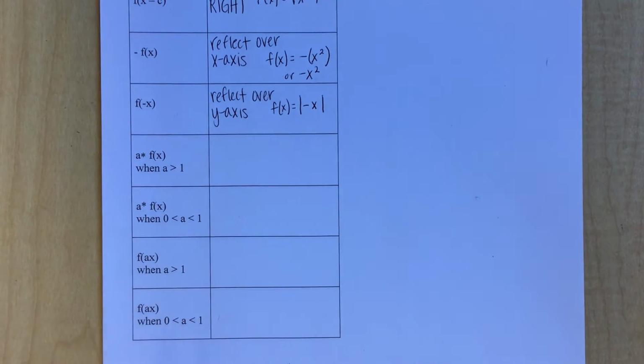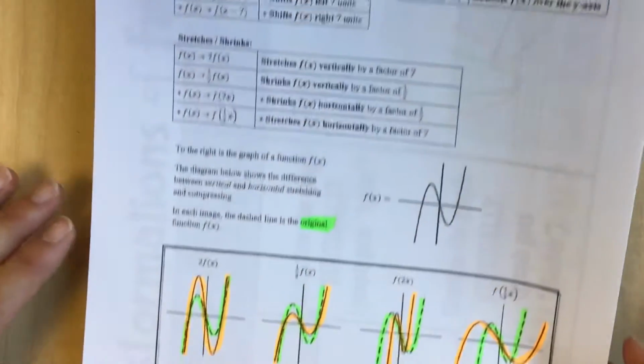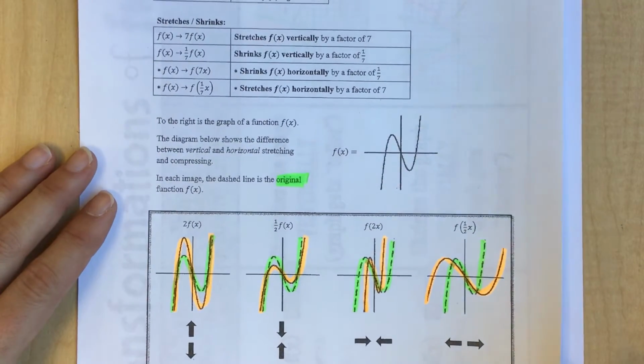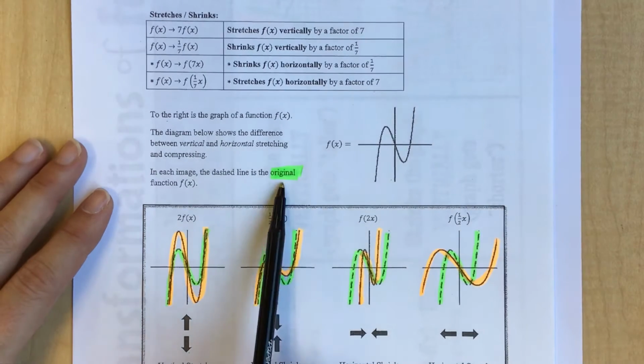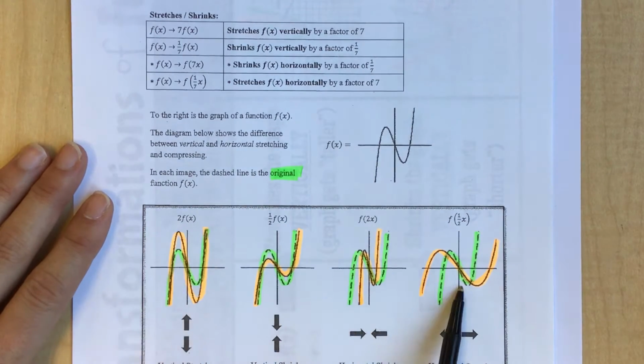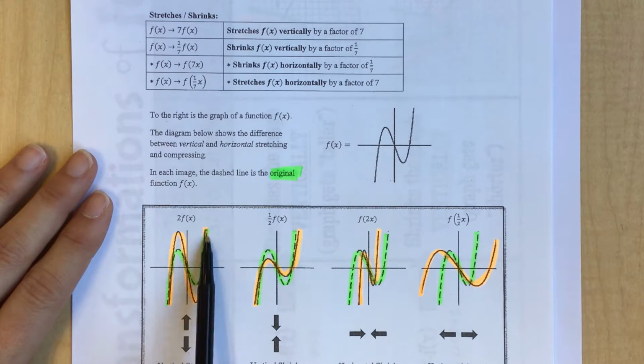All right, so looking at this paper here, this gives some really great pictures and descriptions, okay? On here, this color is the original function. When I highlighted them down here, the dotted line is the original function.